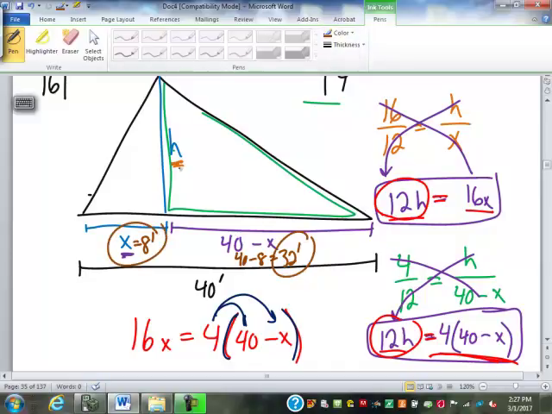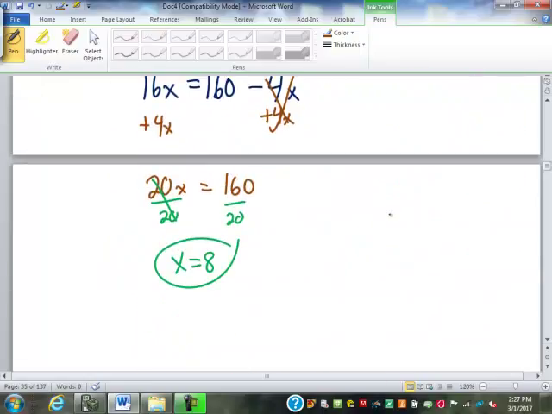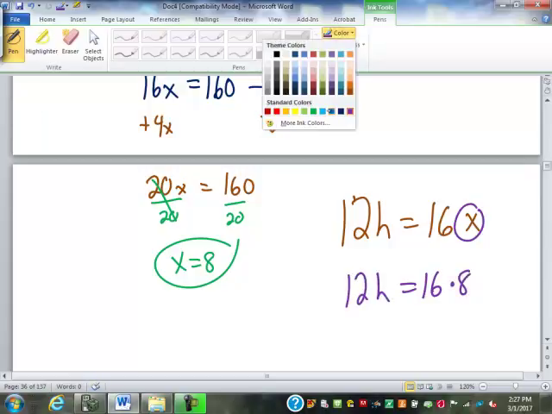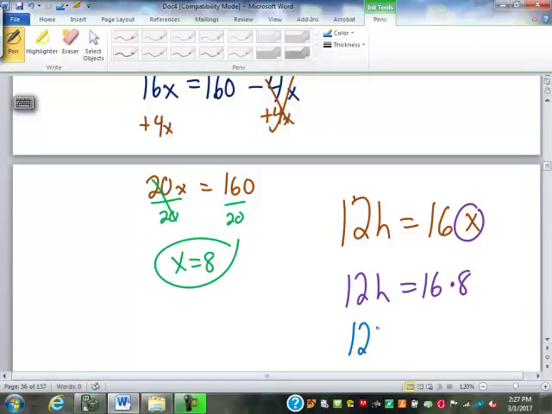We could also find the height, by the way, if we wanted to from that. We could use either of these equations. I would use this one here that's a little bit simpler. 12h equals 16x. Well, once we know that x equals 8, we can replace this x with 8. So 16x becomes 16 times 8. Here the 12h is not going to change quite yet. But 16 times 8 is 128.